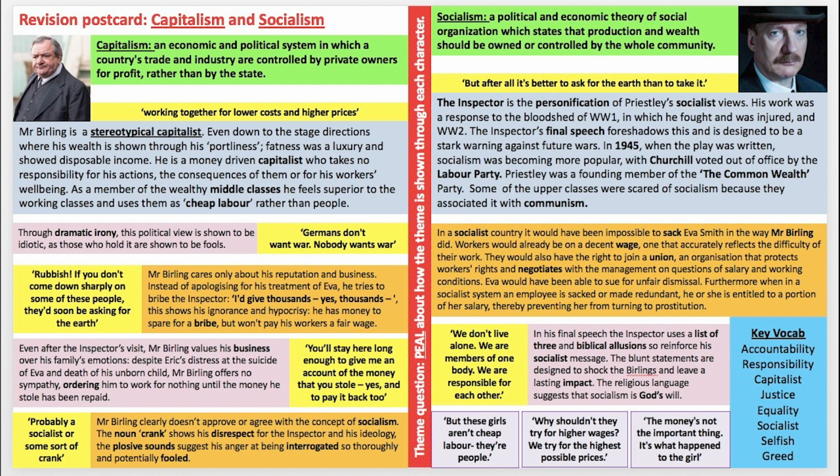Now, of course, one of the things to take into account is that if the country was under a socialist regime, then the chances of what took place with Eva Smith would not have taken place. Workers would have received a decent wage. They would also be entitled to rights and be able to join a union of some sort that protects workers' rights and negotiates salary and things like working conditions. Also, if a socialist system was in existence, then when an employee is sacked, they are entitled to a portion of the salary, thereby preventing Eva from turning to prostitution.